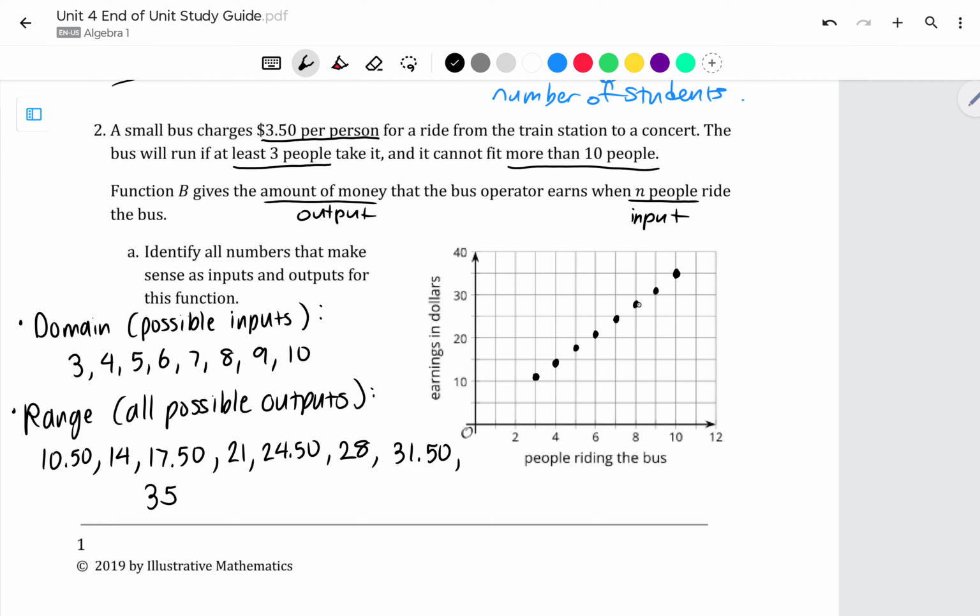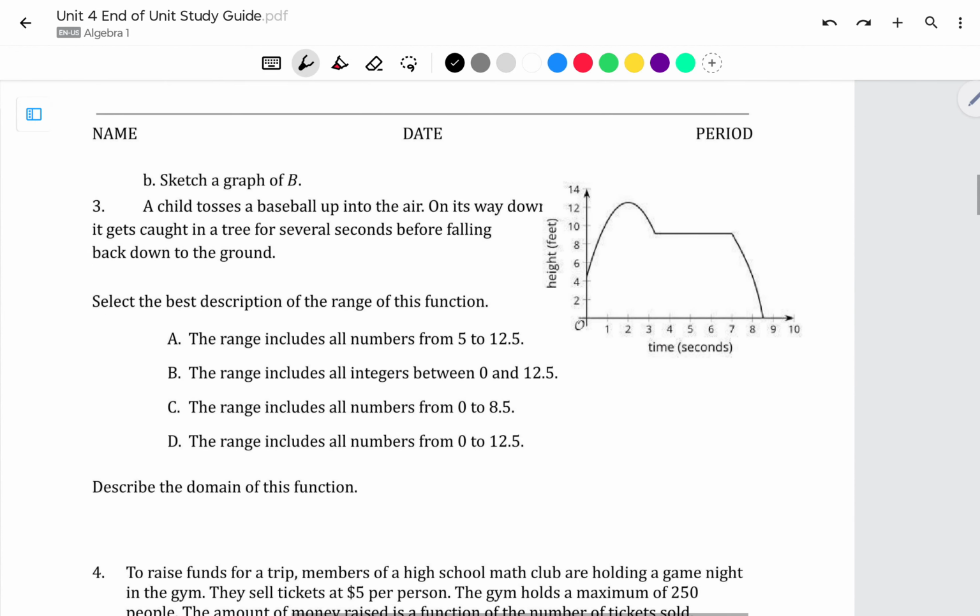Now, am I going to connect the dots here? No, right? Because as soon as you connect the dots, that includes every number between the points, and that's not the case, okay? So you're just going to leave it like that.